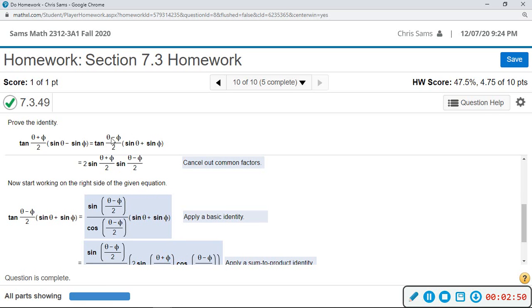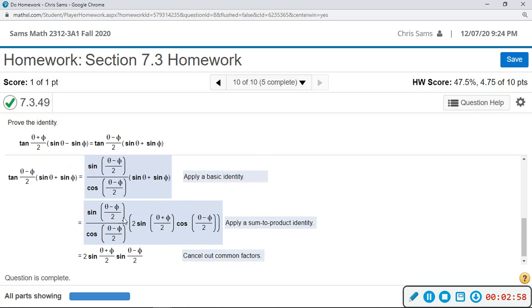So then it says now starting on the right side. So here's the right side. We're going to do the same process. Change this to sine over cosine, which is what we did. Left that alone. Then we use the sum formula to rewrite this part as a product, sum to product formula. And then the same thing happens. Cosine will divide out the cosine term, and we'll be left with sine, sine. This is plus, this is minus, and then we have 2 times that.